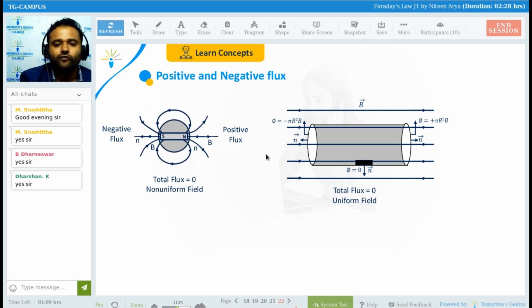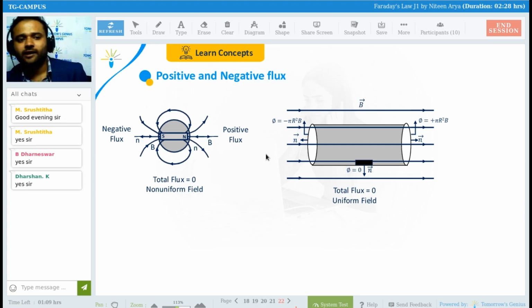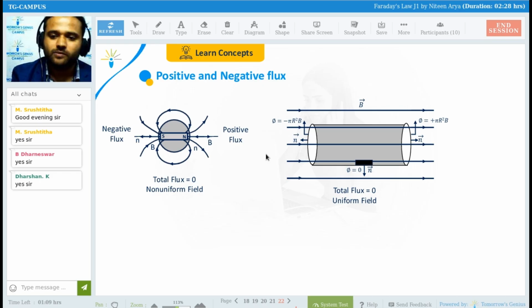Total flux for a non-uniform field is going to be 0, because one side is going to be positive and another side is going to be negative. And for a uniform field, the total flux is going to be 0 whenever theta is perpendicular. As you can see, this phi, which is the magnetic flux, is going to be 0 because the field is perpendicular to the normal. This is your magnetic field.